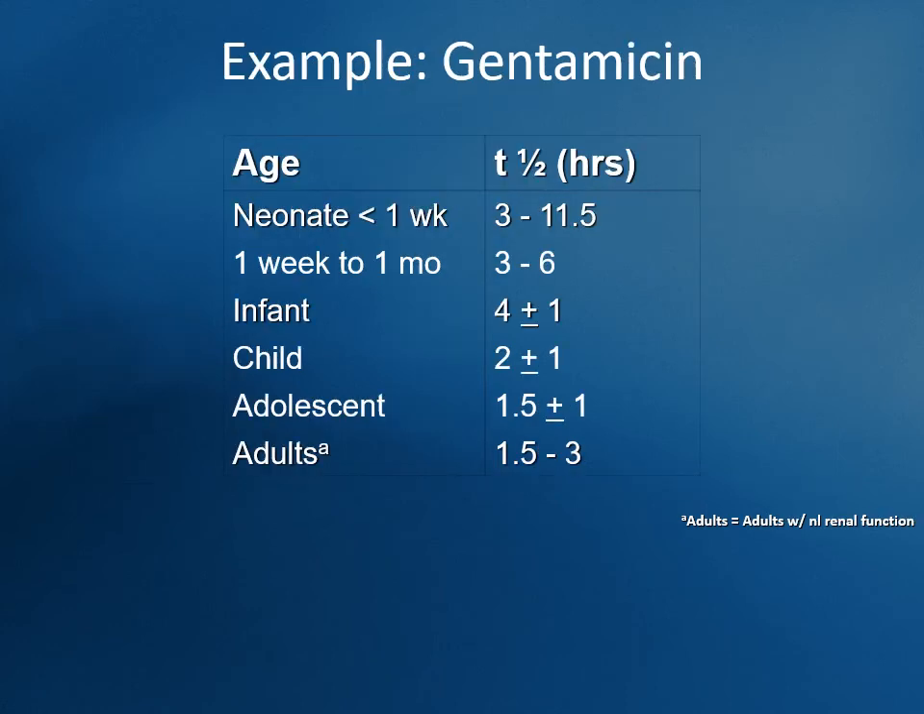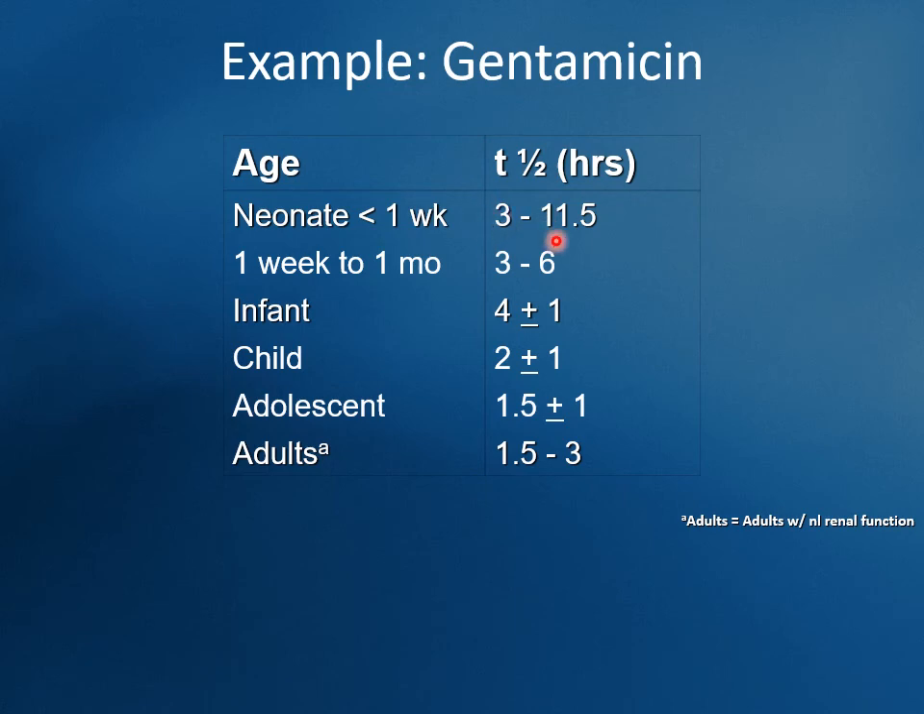Okay, so again, looking at half-life, because how well you can clear a drug directly affects your half-life. If I have lesser renal function for something like gentamicin, what's that going to do to my half-life? It's going to extend it, right? Because I can't clear it as well. So in a typical adult patient, maybe he has a half-life of 1.5 to 3 hours. That can be extended very, very much in a neonate, say 3 to 11.5 hours.